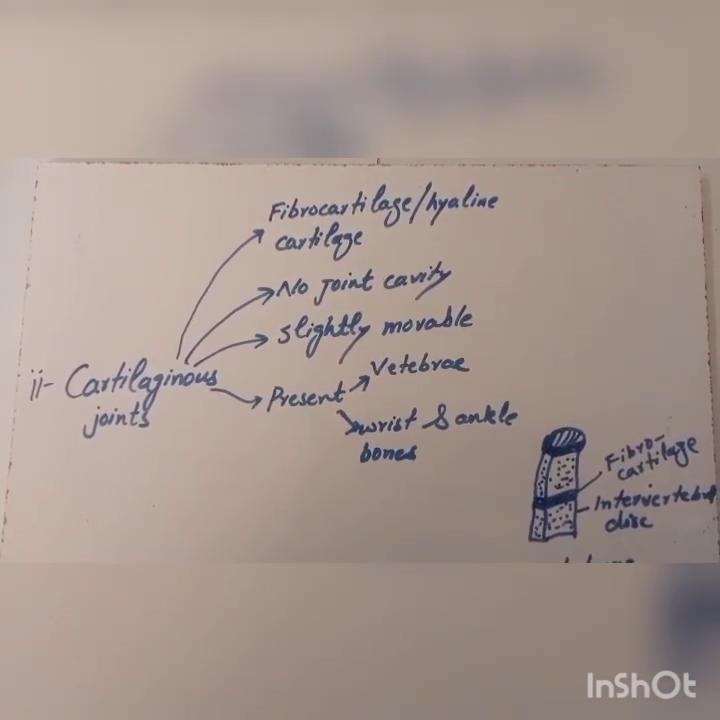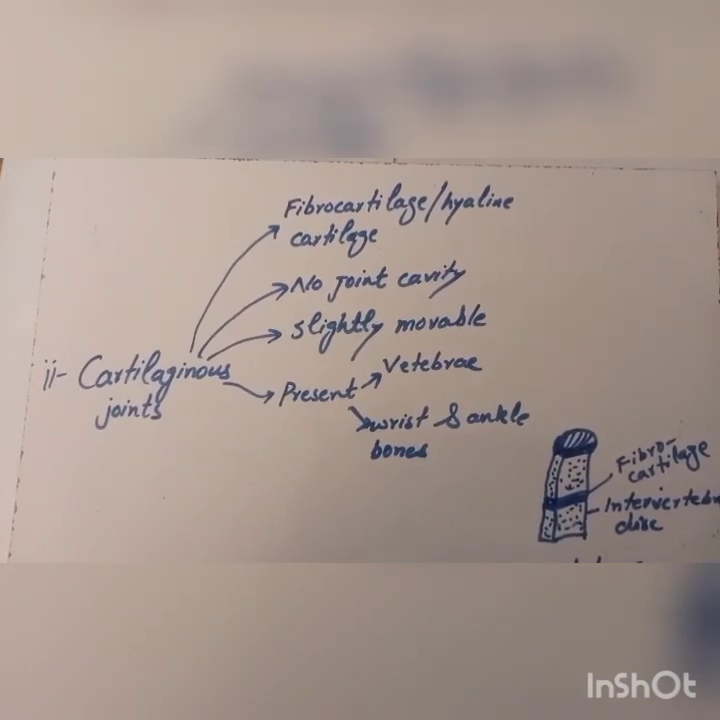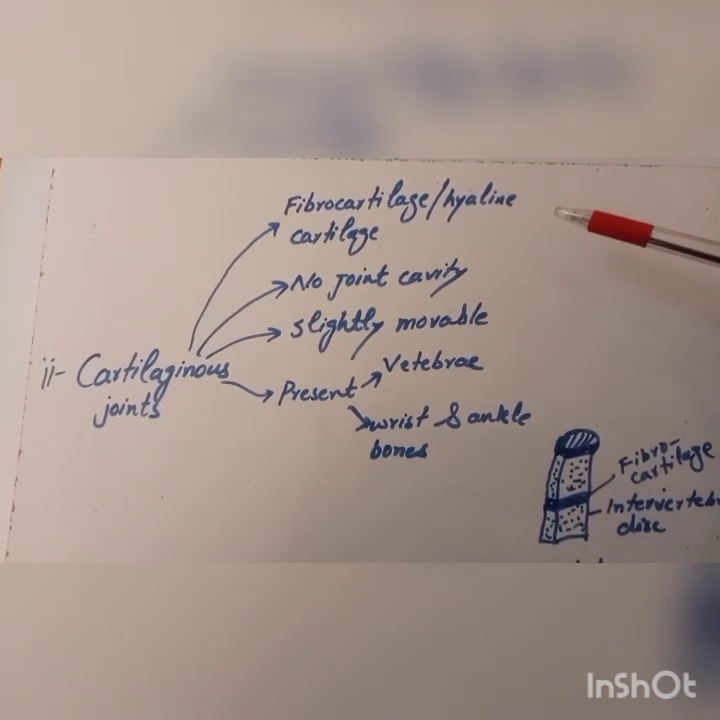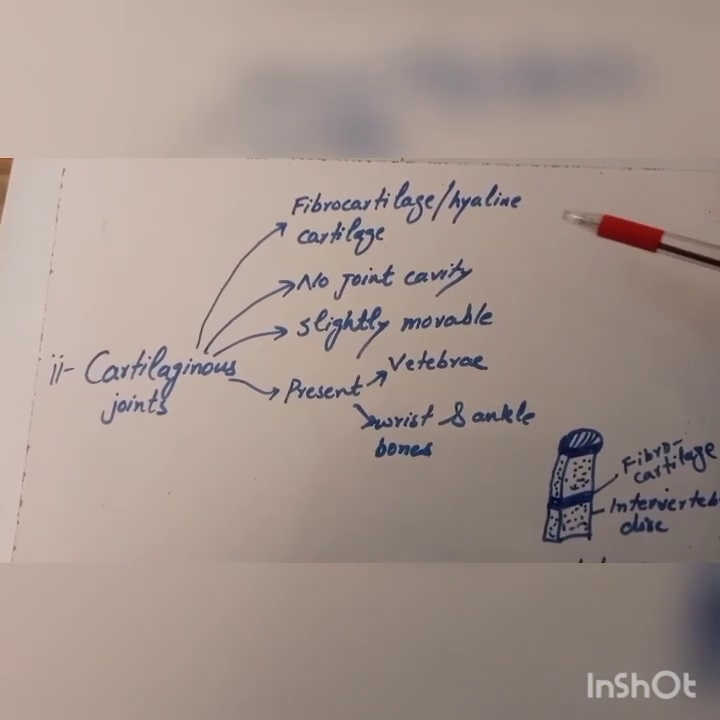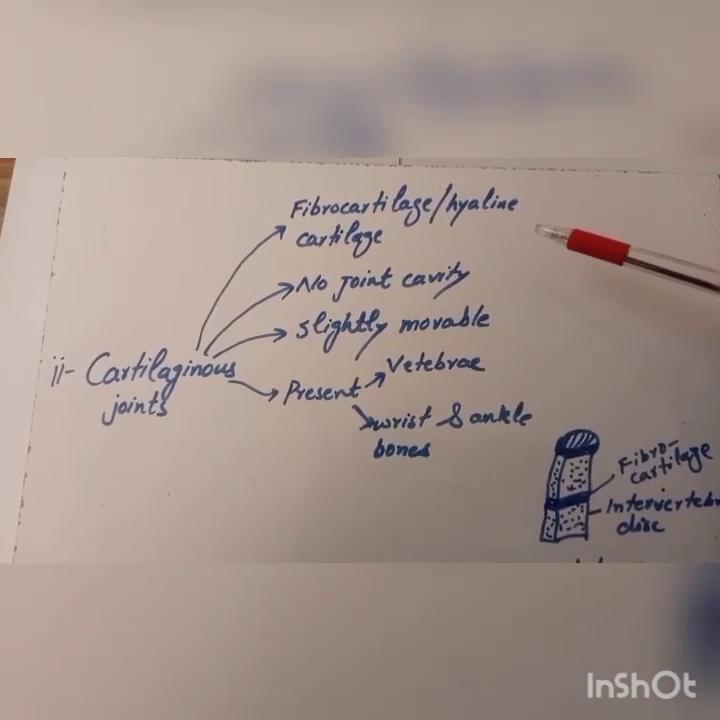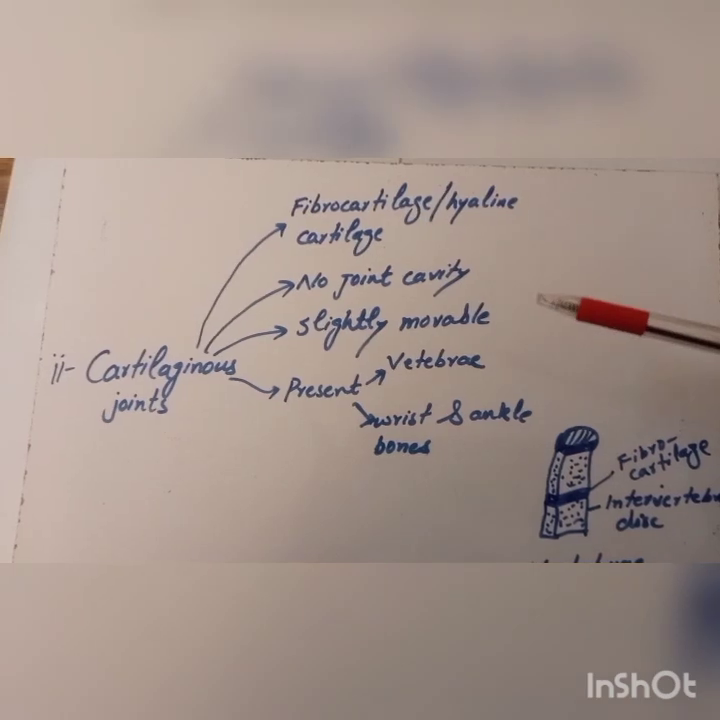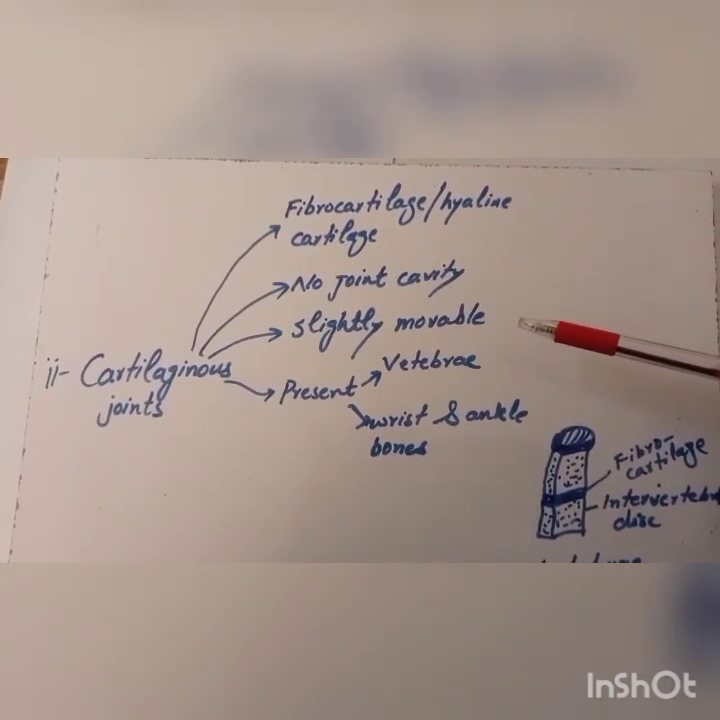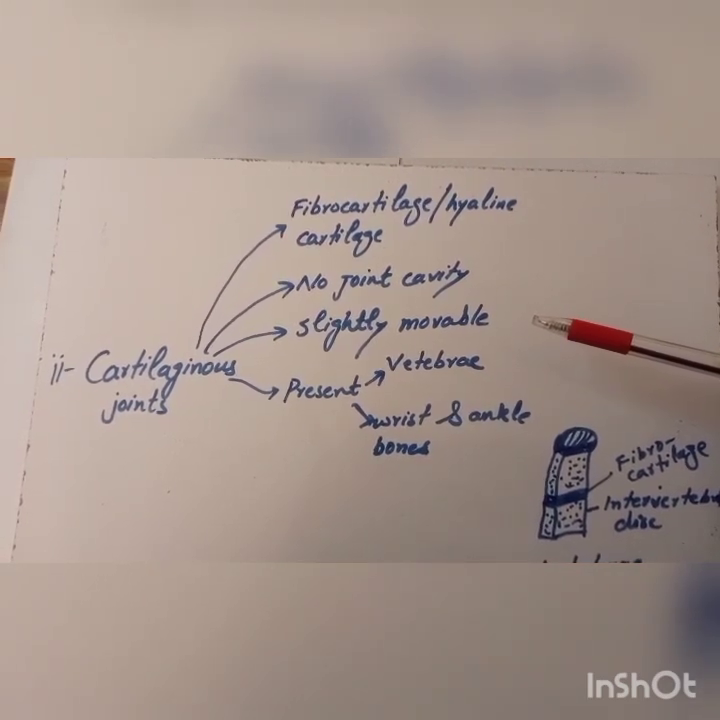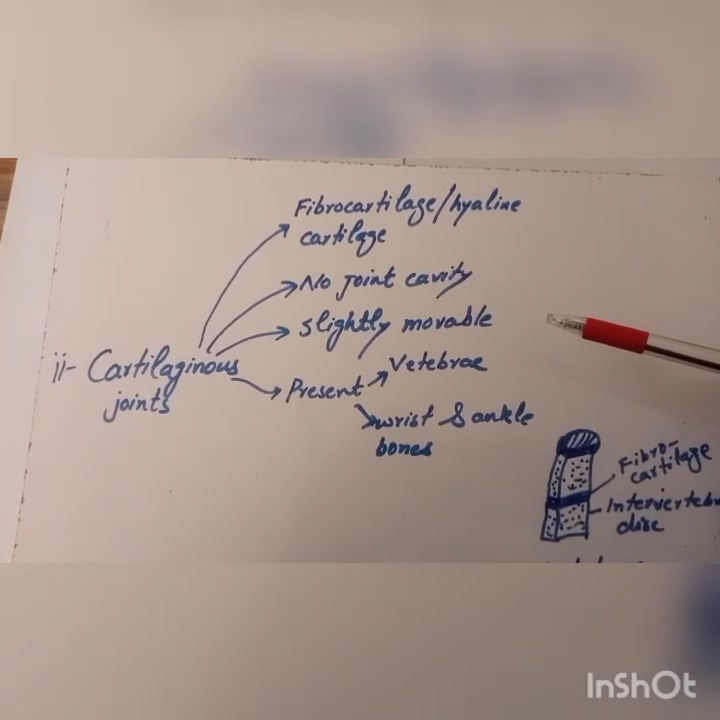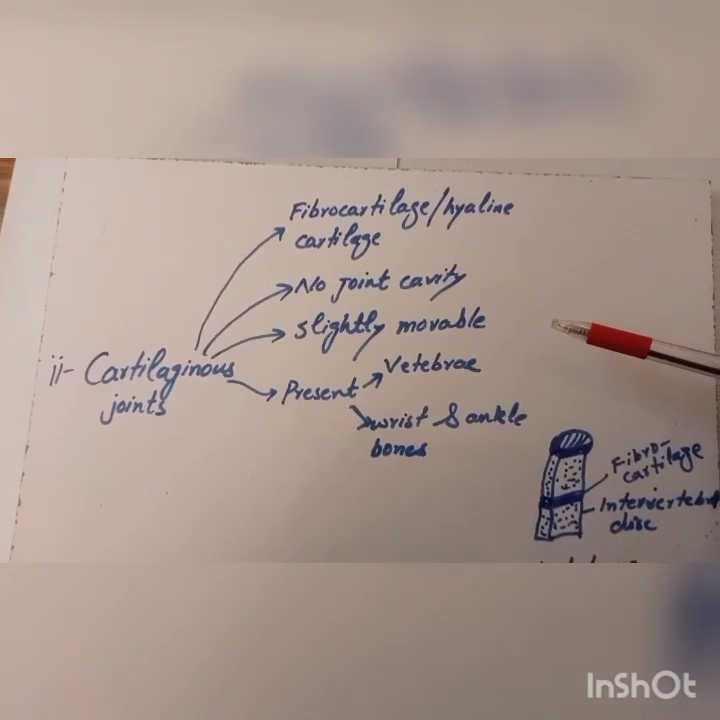The second class is the cartilaginous joints. These joints are entirely connected by fibrocartilage or hyaline cartilage. They have no joint cavity and they are slightly movable, meaning that bones can glide over each other to a limited extent. Cartilage forms a flexible connection so that these joints allow slight movements.